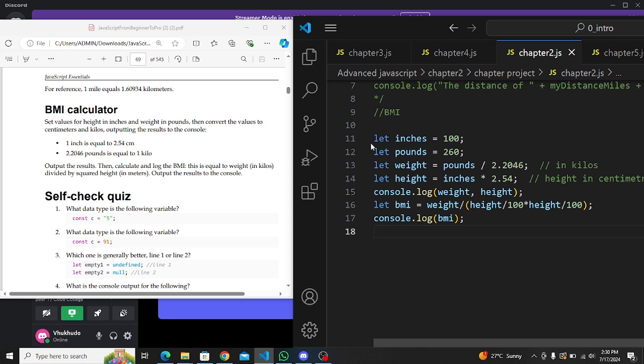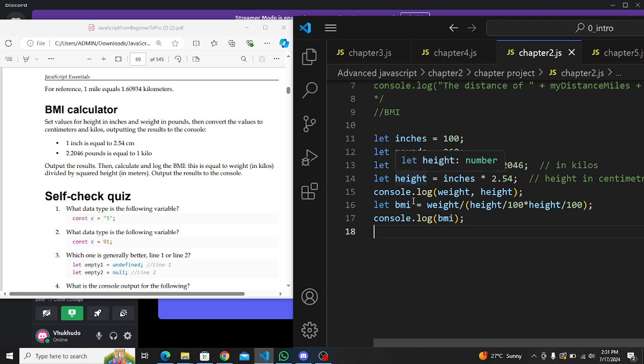So I just took numbers randomly and said let inches equal 100. And then they said we must create pounds also. I said let pound equal 60. So now for us to get weight, we need to divide pound by 2.2046, which is in kilograms.